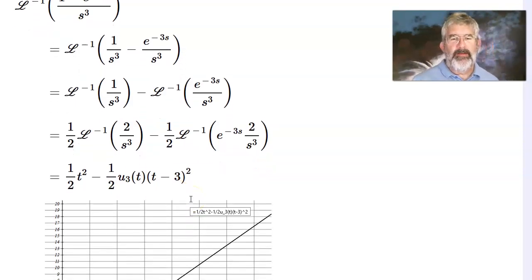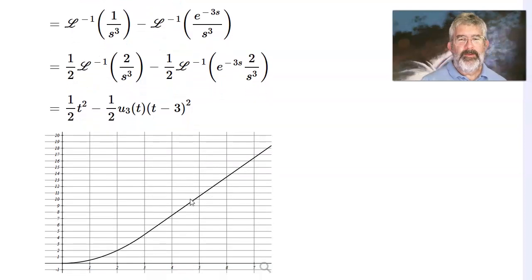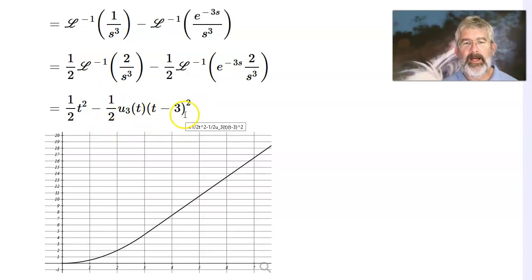When I draw the graph of that, what you see here is it starts off as a parabola opening upwards. It starts off as this 1/2 t squared. But when it gets to 3, this turns on, and this t minus 3 squared, times a half turns on. And notice if you multiplied that out, you'd have a t squared minus 6t plus 9. But the t squared, and all that is times minus a half.